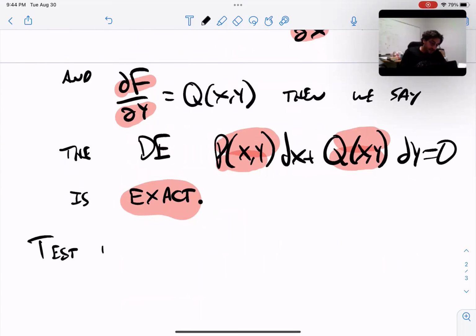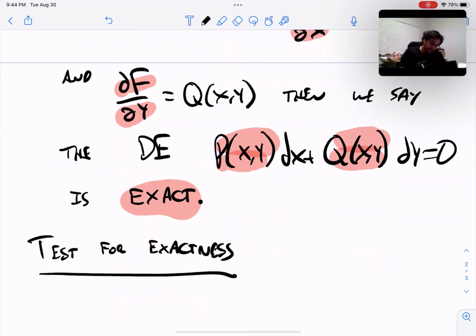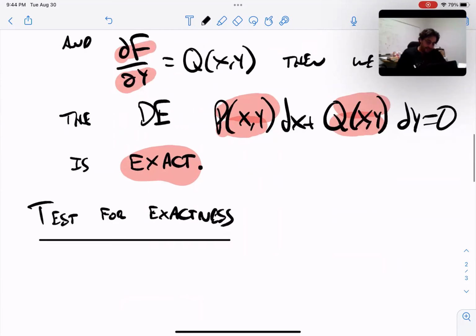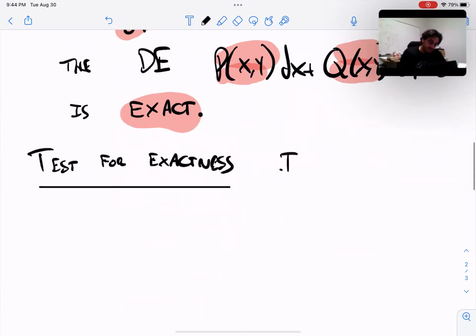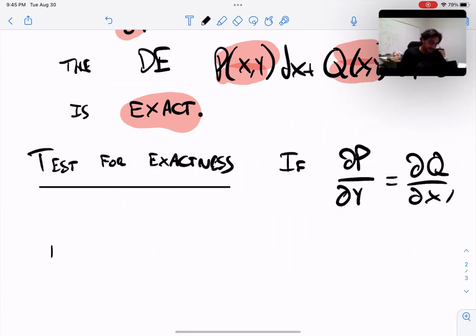You can do a little test for exactness. This is a nice little result. So a test for exactness, you could say, if the derivative of P with respect to y equals the derivative of Q with respect to x, then we say that, sorry, not even we say, this is more of, not a definition, this is a test.